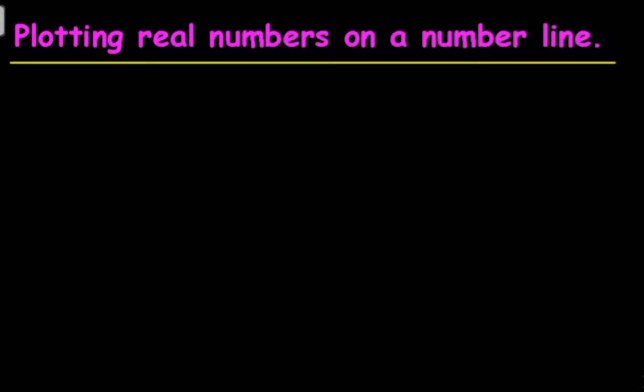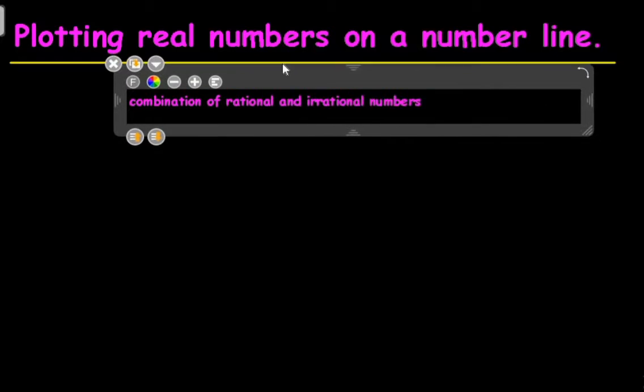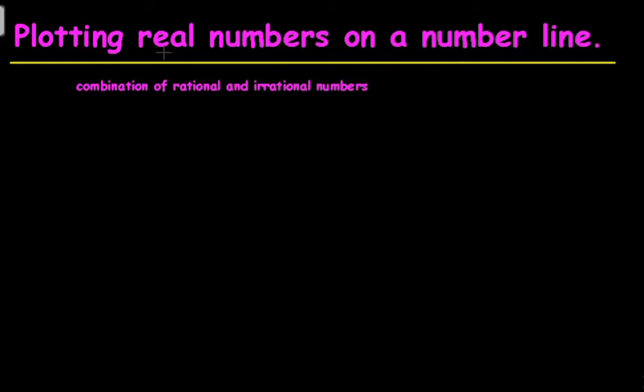Happy learning! So in this video we are going to learn how to plot real numbers on a number line, and let's recall what real numbers are. They are a combination of rational and irrational both. So we are going to plot the numbers.